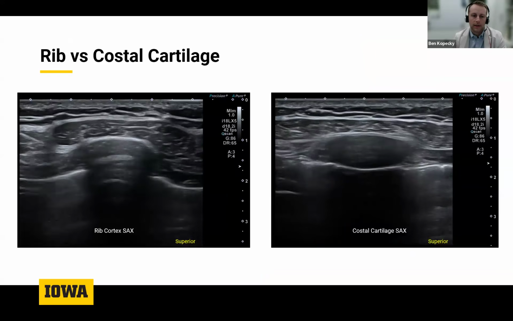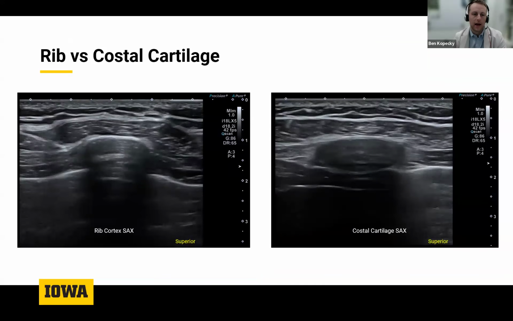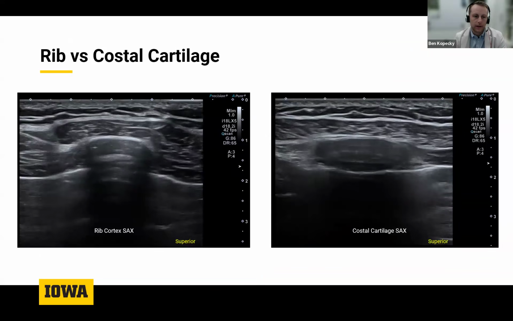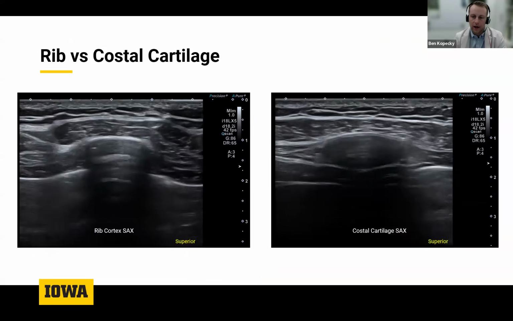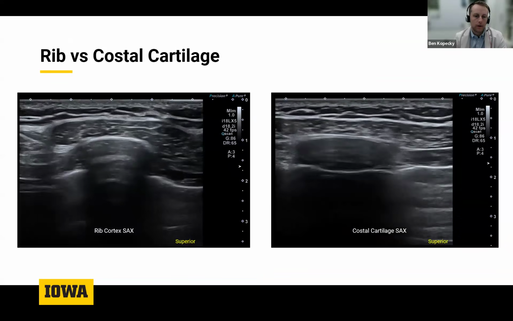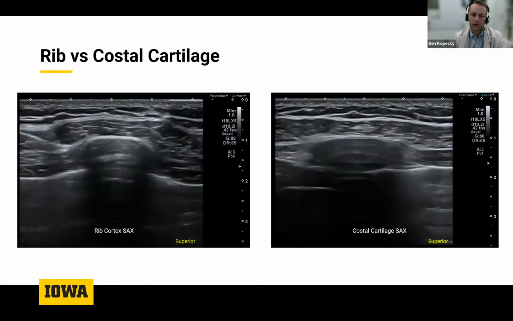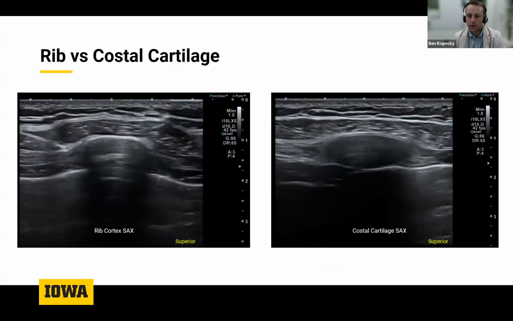So I just want to highlight the contrast between rib cortex and costal cartilage as you evaluate them in short axis. On the left here, you'll see the typical posterior acoustic shadowing that we have with cortical bone, but you will not see this with the costal cartilage view on the right, where you can fully visualize the lung pleura sliding deep to it. So just something to keep in mind.